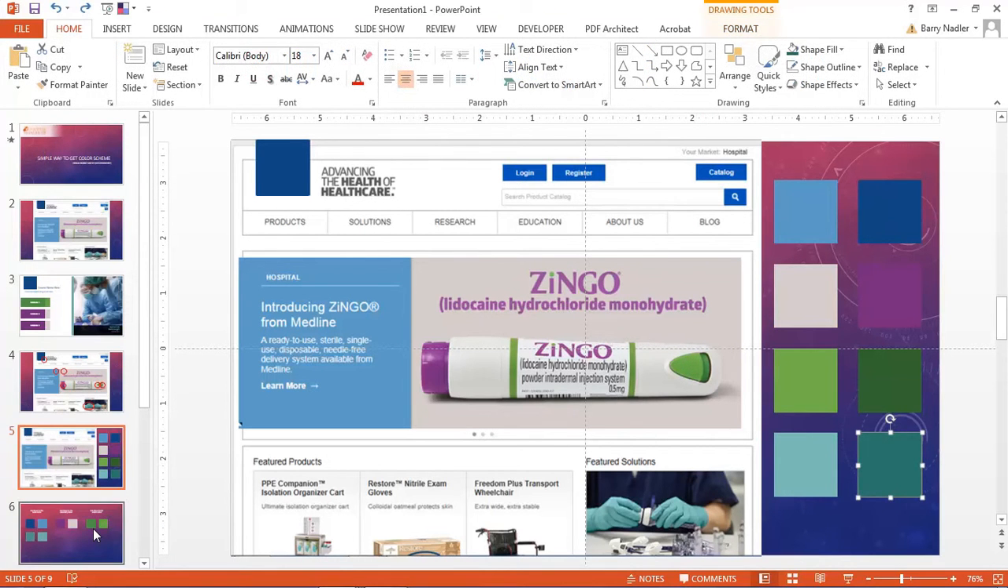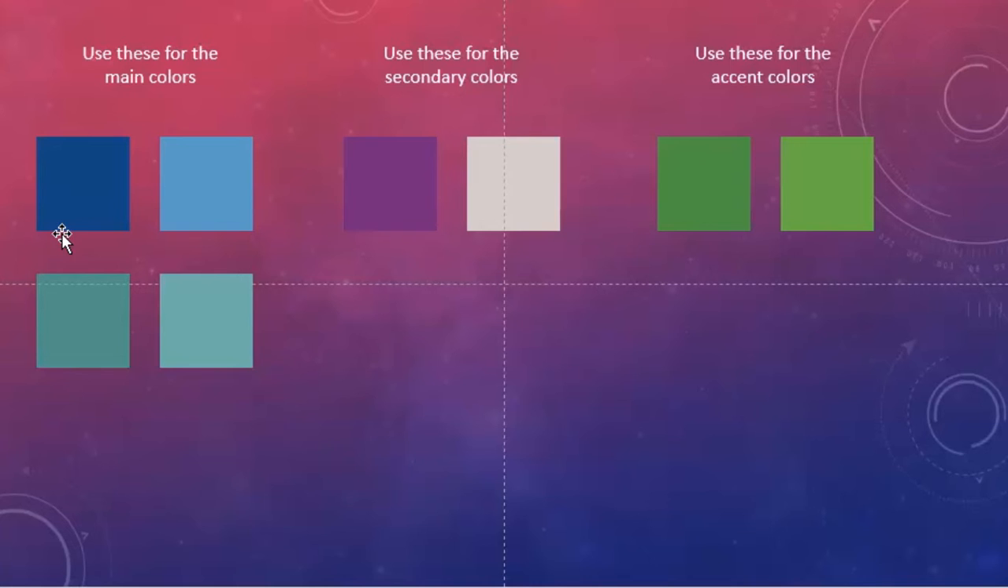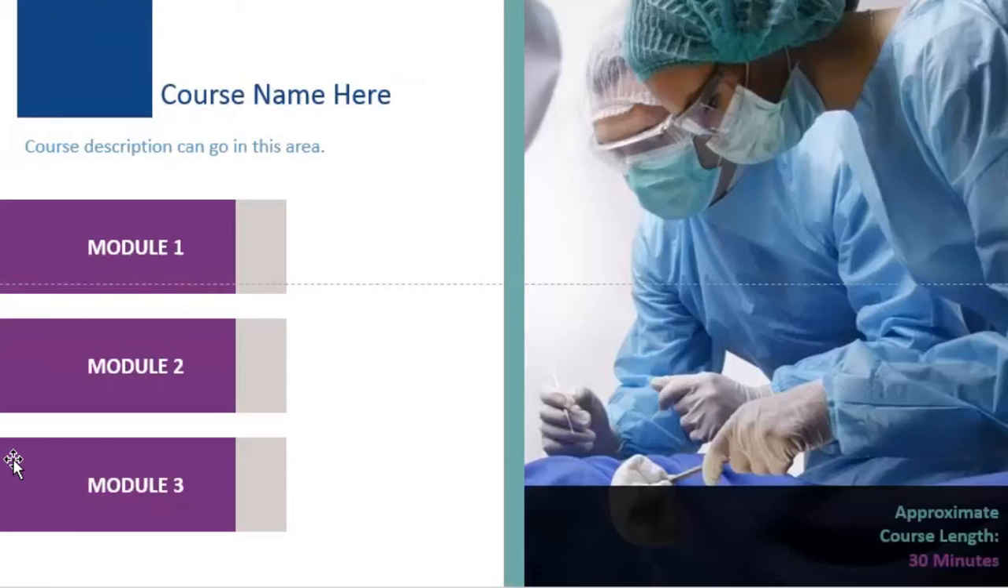Let's go ahead and take a look at what we have now. Here we have the colors sorted into a more usable format for you. These four colors will make up the main colors of the e-learning course. These will be the secondary colors. We saw those on the buttons. And then these are the accent colors, the two colors of green. So let's go ahead and take a look at what we can do with that.